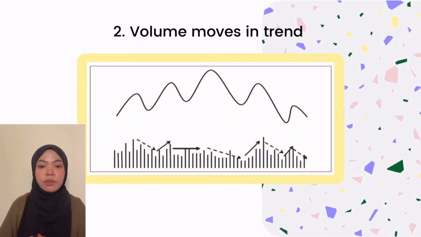Next is volume moves in trend. We know that when price moves in trend, this does not occur in a straight line. Instead, the price works its way up and down in a zigzag fashion. Volume trends are similar. As you can see on the left side of the chart, for instance, the solid arrows indicate an expanding volume trend and the dashed ones a declining trend.